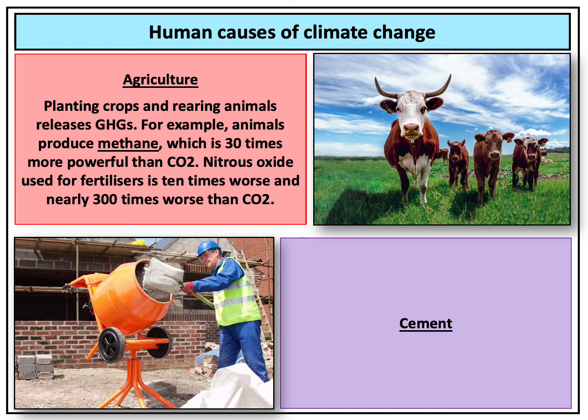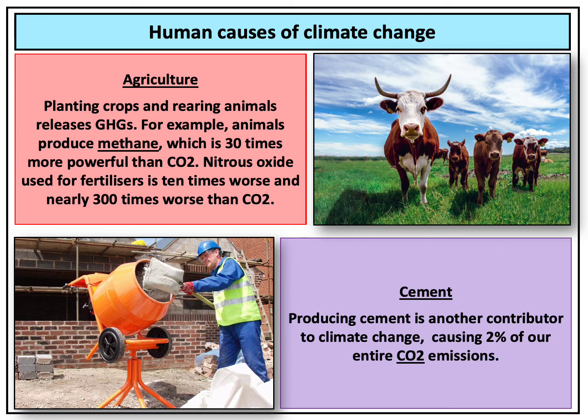On the other hand, planting crops, if we use fertilisers such as nitrous oxide, that is then 10 times worse than methane, which makes it 300 times worse than CO2. Cement is the final one because producing cement is another contributor, and it is equivalent to 2% of the planet's entire carbon dioxide emissions due to the rapid urbanisation that is going on across our entire planet.